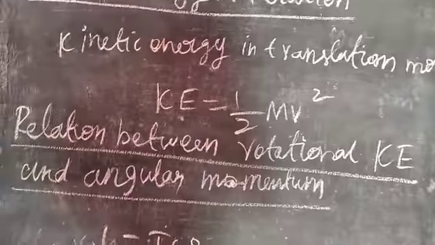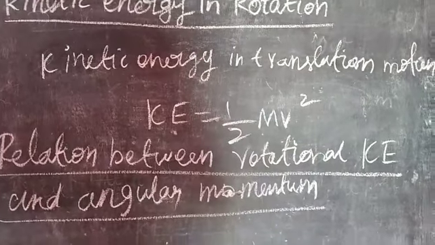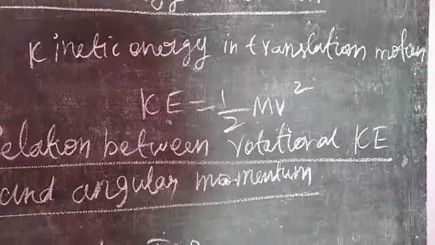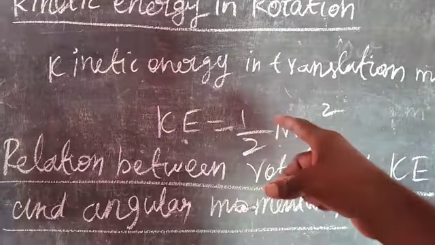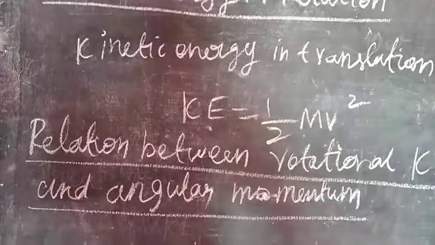So kinetic energy in rotational motion is analogous to the expression for kinetic energy in translational motion, Ke is equal to half mv square. This equation is the kinetic energy in translational motion.